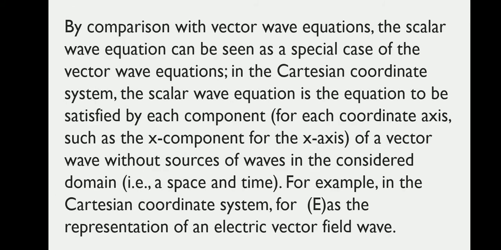By comparison with vector wave equations, the scalar wave equation can be seen as a special case of the vector wave equations in the Cartesian coordinate system. The scalar wave equation is the equation to be satisfied by each component, for each coordinate axis, such as the x component for the x axis, of a vector wave without sources of waves in the considered domain. For example, in the Cartesian coordinate system, for E as a representation of an electric vector field wave.